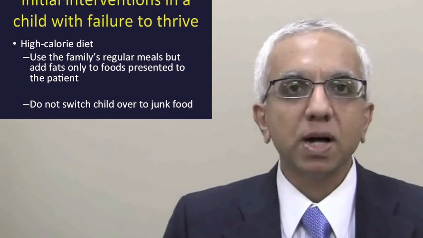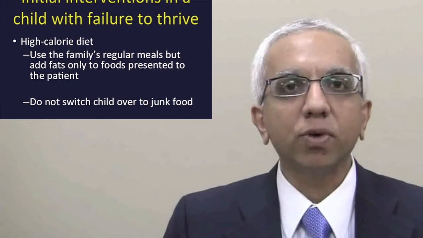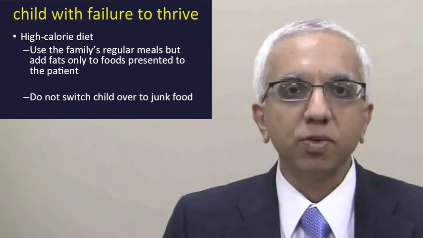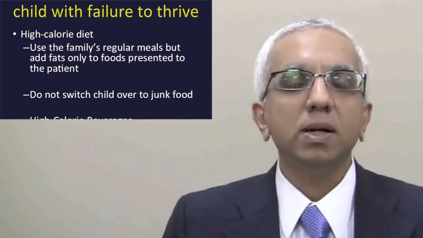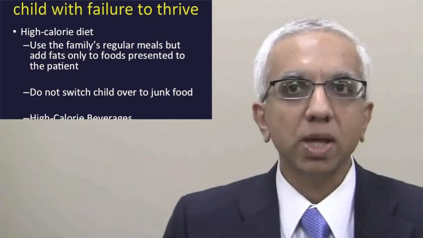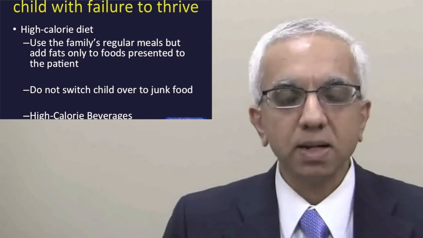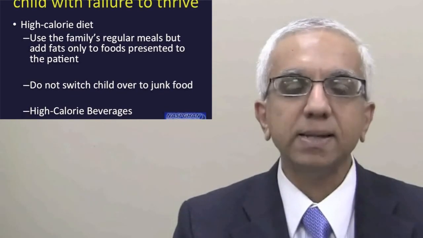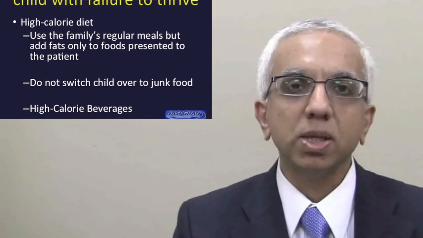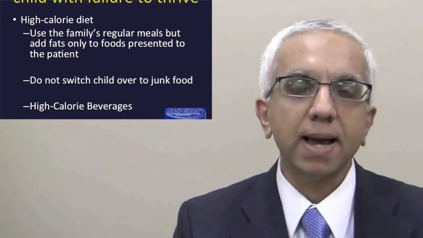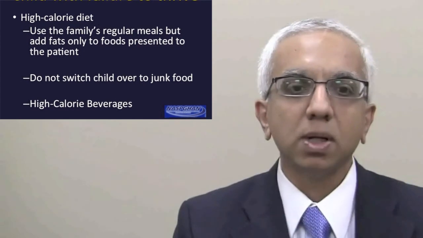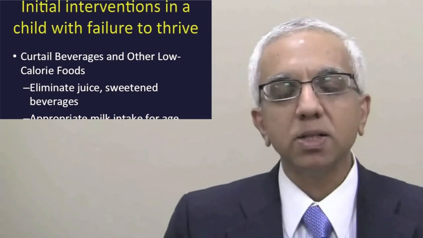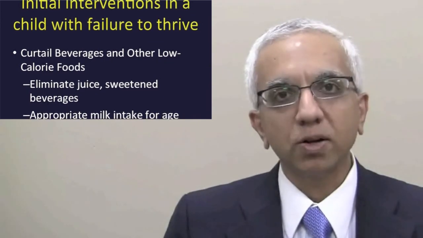High-calorie beverages are the mainstay of taking care of children with failure to thrive who are very young, within the first 6 to 8 months of life. Here, the changes to their beverages are the first thing that's done. With older children, this is somewhat later, after making changes to the meal and snack plan, as well as adding calories to their food. Curtail sweetened beverages and other low-calorie foods.